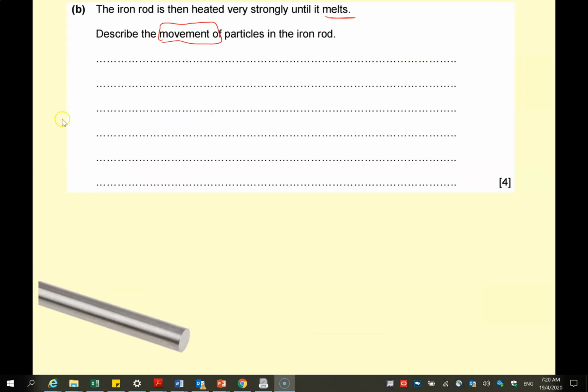Question B. The iron rod is then heated very strongly until it melts. Describe the movement of particles in the iron rod. In this question, the iron rod is heated and it expands. But it is not only heated until it expands, it is heated very strongly until it melts. So you are to describe the movement of particles in this iron rod.